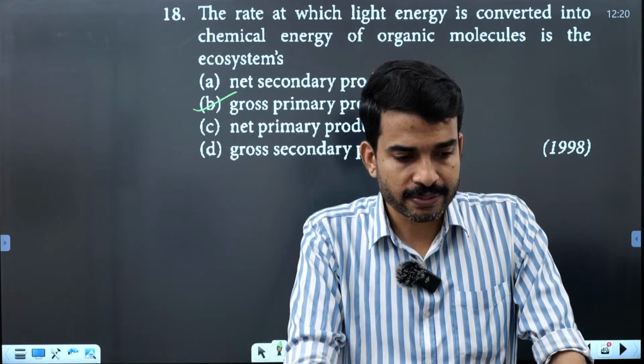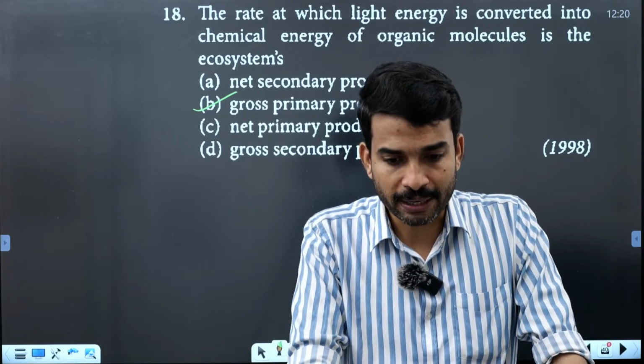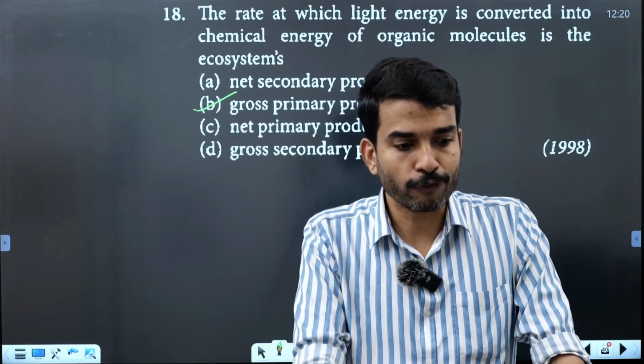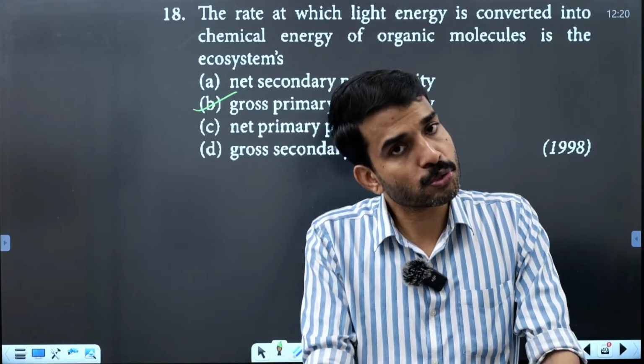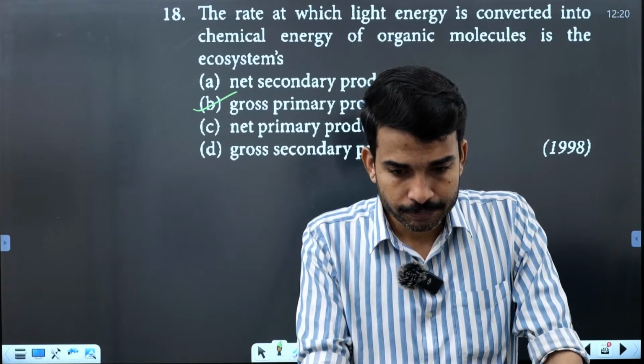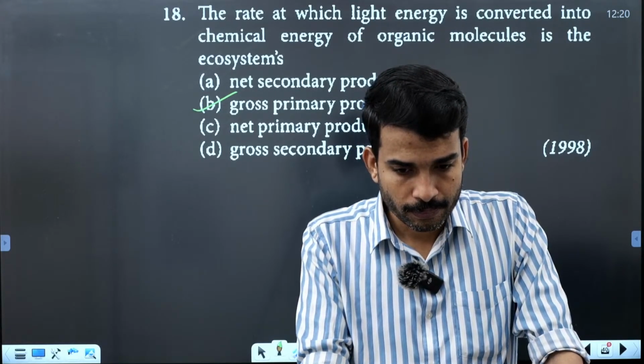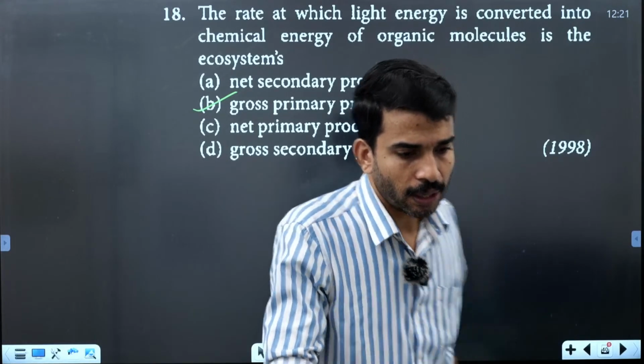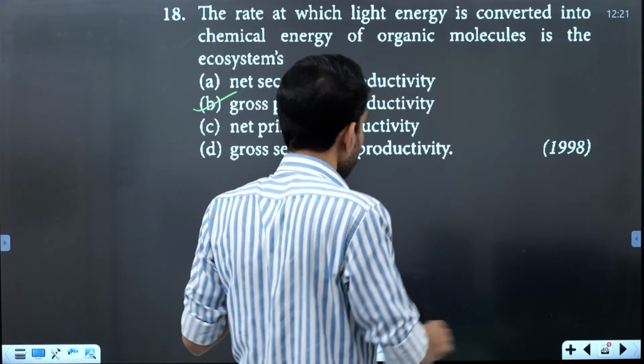By using sunlight, they prepare some organic matter, everything, right? That is what we call photosynthesis. Photosynthesis means what? That is gross primary production. You understood? Okay, that's good. In that way, you have to study it.